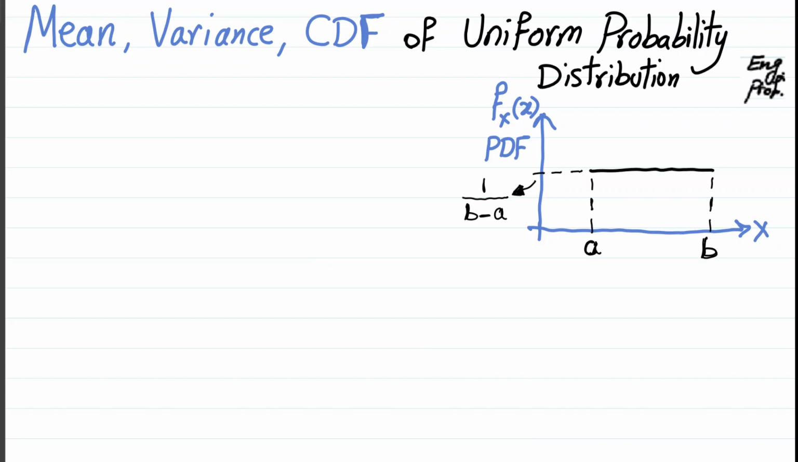Quick methods of computing the mean, variance, CDF, and naturally the standard deviation of a uniform probability distribution, that is, with a PDF that is highlighted here, are discussed in this example.